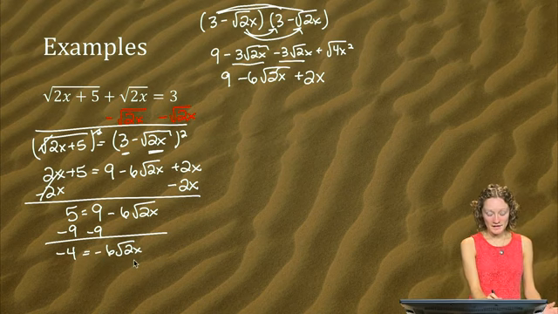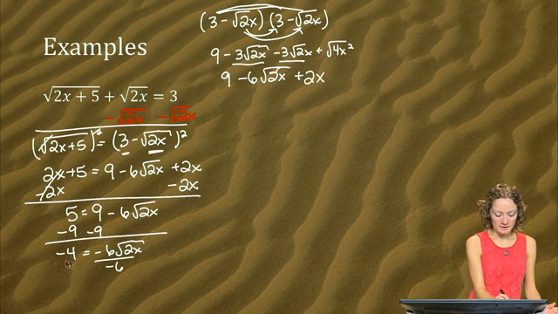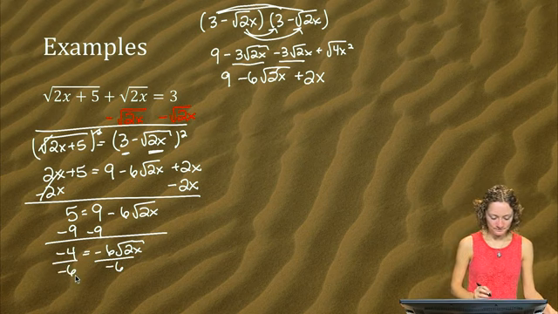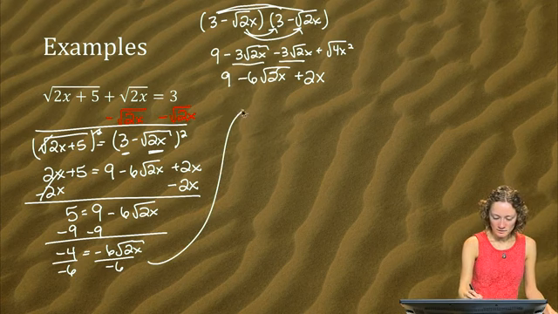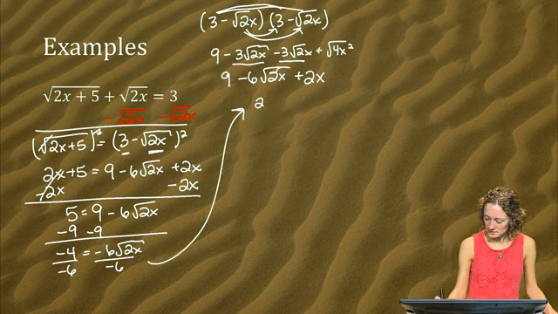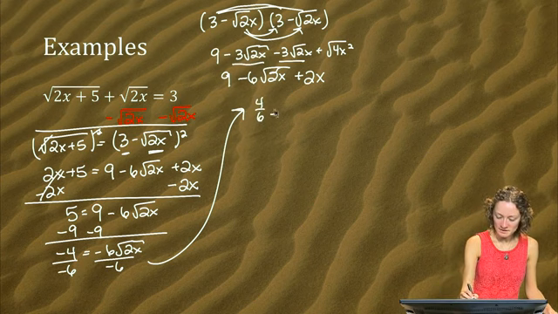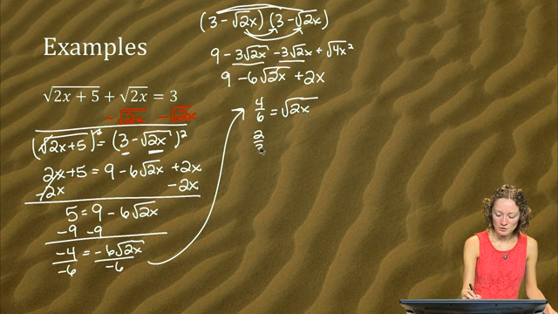We still want that entire radical isolated. The negative 6 multiplying by it needs to be gone. So we divide both sides by negative 6, which gives us, let's write another line, positive 4 over 6 is equal to root 2x. But we can simplify that. 2/3 equals root 2x.